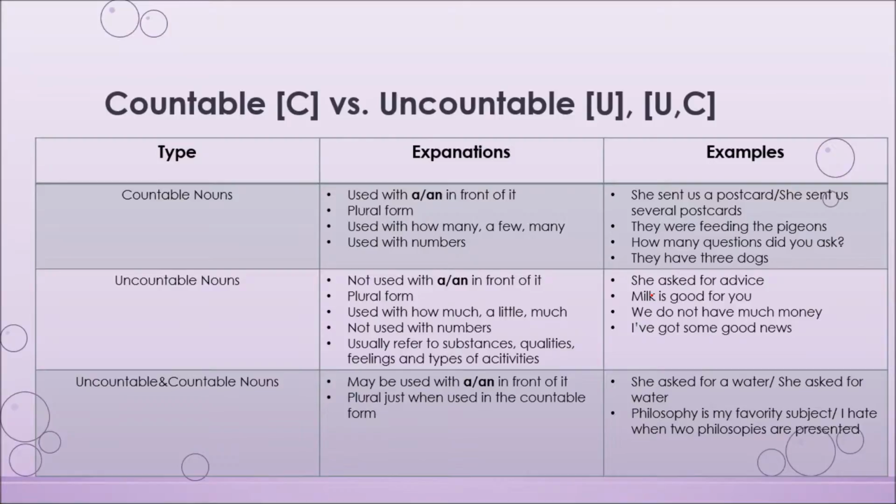Uncountable nouns. You should never use them with a or an in front of them, such as: she asked for advice. Advice has no plural form. Milk is good for you. Milk is a substance, so it has no plural, and water in this context also would have no plural. Used with how much, a little, or much. We do not have much money, so money is uncountable.